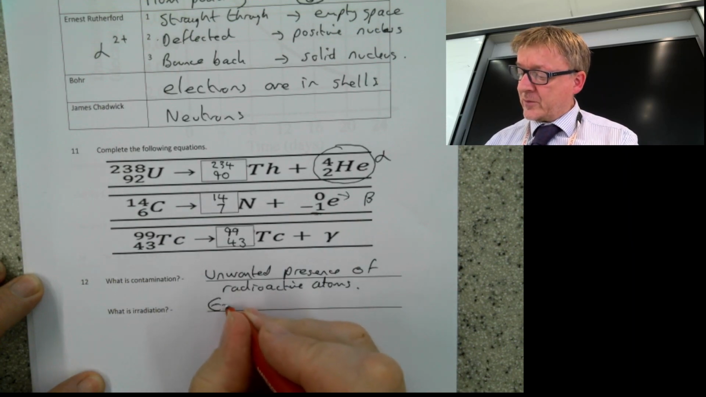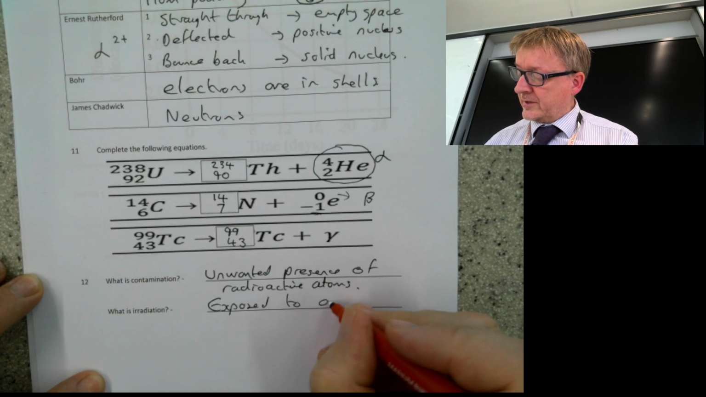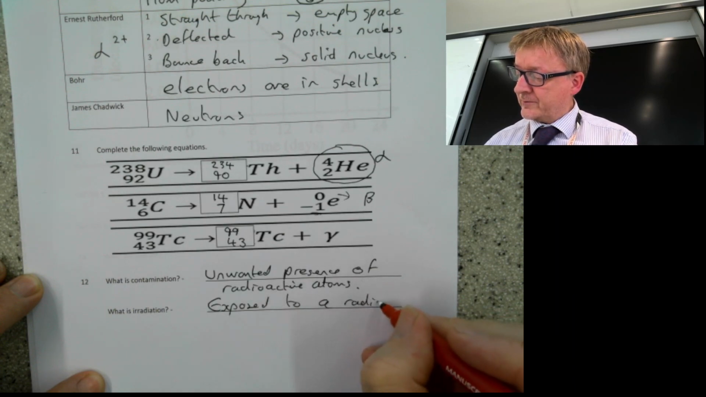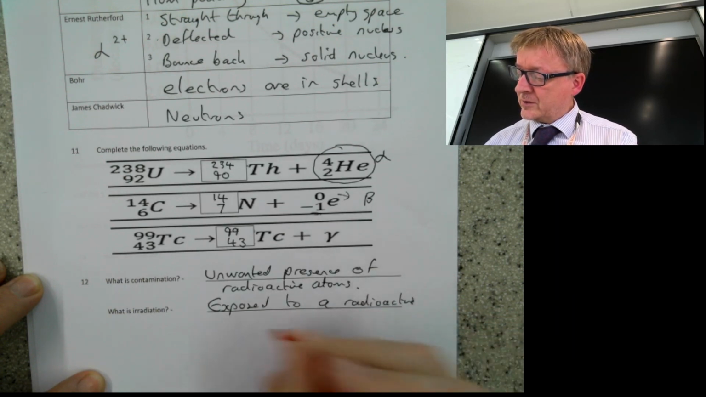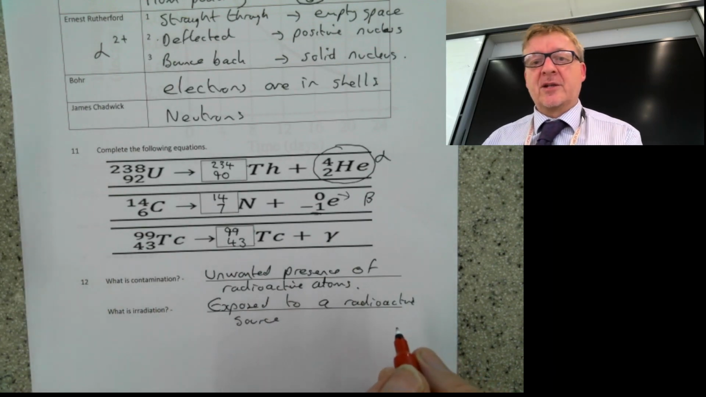Irradiation is where something is exposed to a radioactive source. So I could put a radioactive source on the desk and then people are getting exposed to it. And that is irradiation.